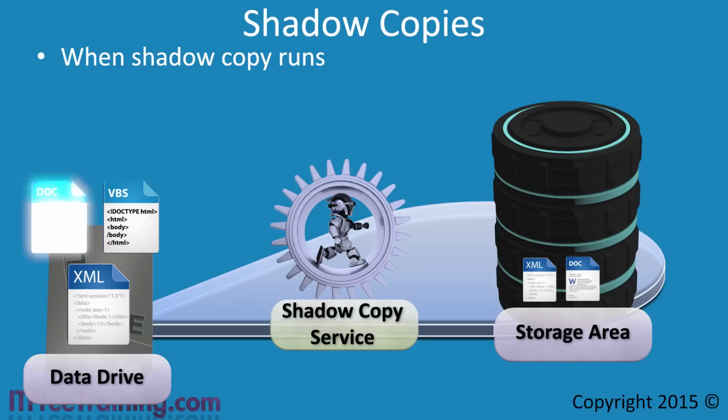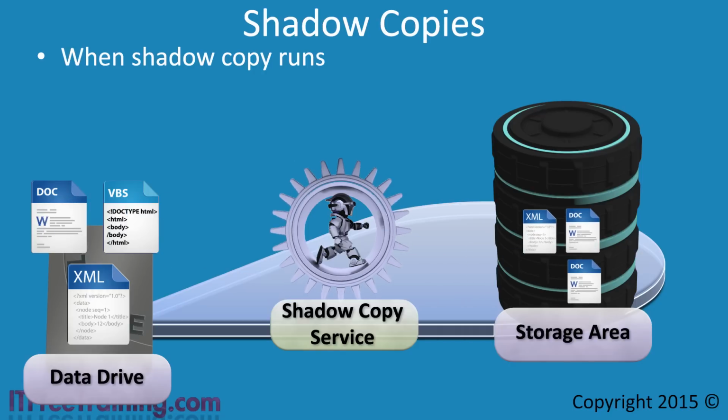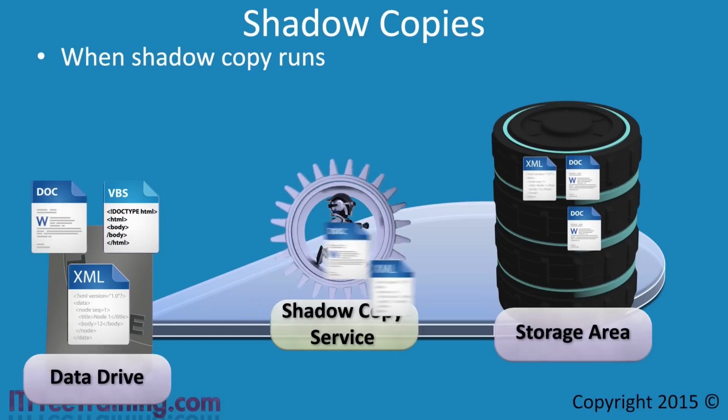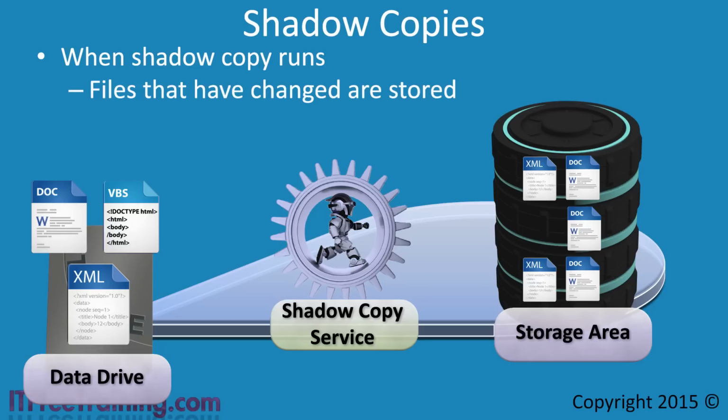Now consider that another file is changed after the first shadow copy is run. Nothing will change in the storage area until a shadow copy is run. The shadow copy service will then copy the changed file to the storage area. The process keeps repeating. Each time files are changed and the next time the shadow copy service runs, the changed files are copied to the storage area.